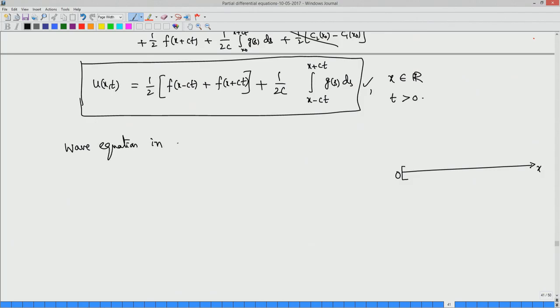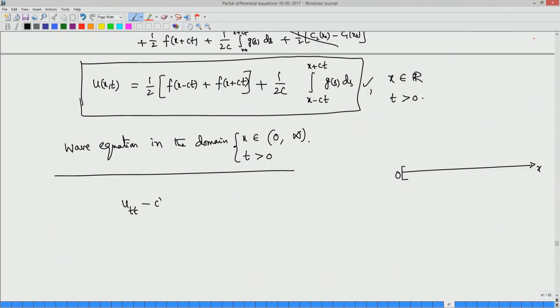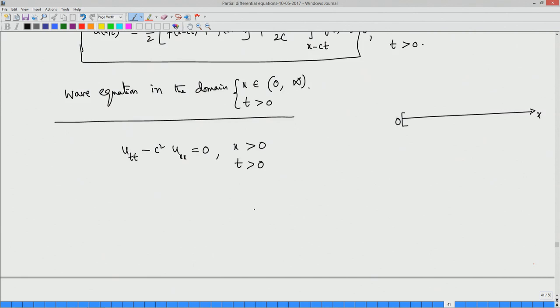If you have a semi infinite string, the wave equation in the domain x belongs to 0 to infinity, t positive. In this domain, again you have the wave equation, that is u_tt minus c square u_xx is 0, where x is now simply positive and t is positive. So this is the semi infinite string. This is the one dimensional wave equation.